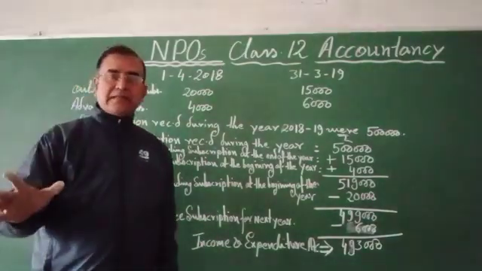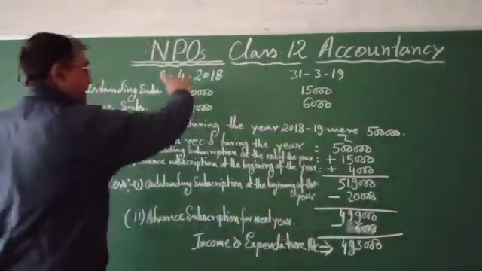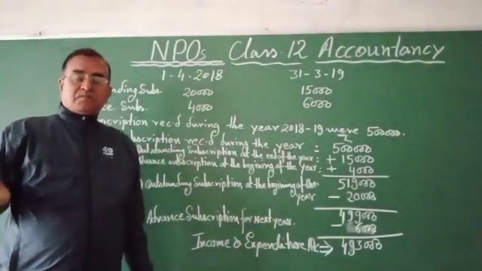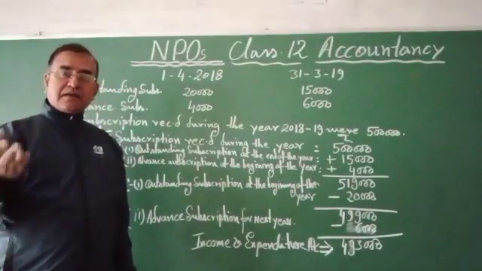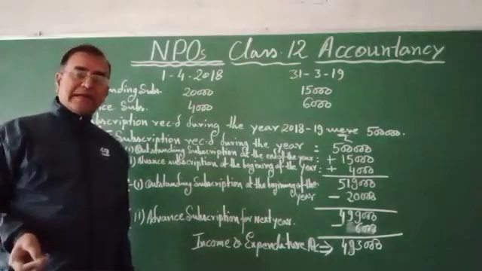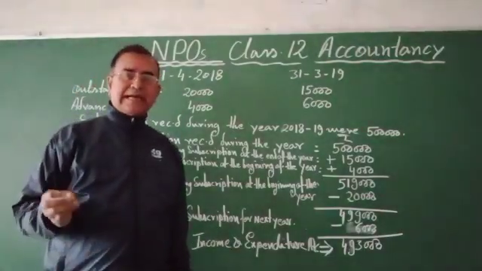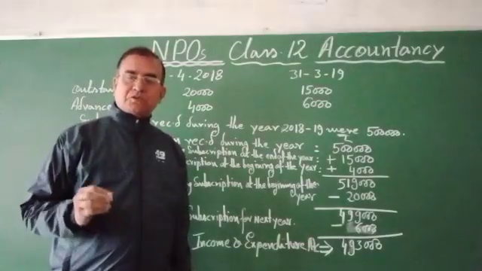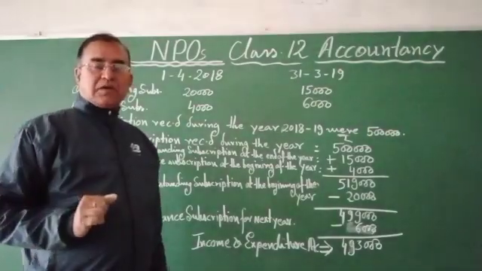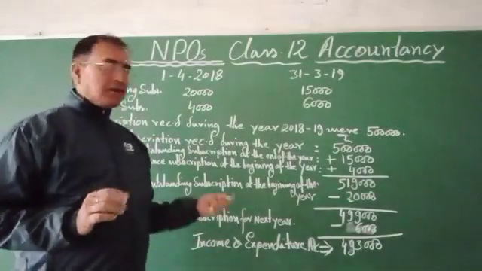The information is given for the organization, an NPO. The question asks what amount will be credited to the income and expenditure account for the year 2018-19. On 31st March 2019, the income and expenditure account is being prepared by the organization.